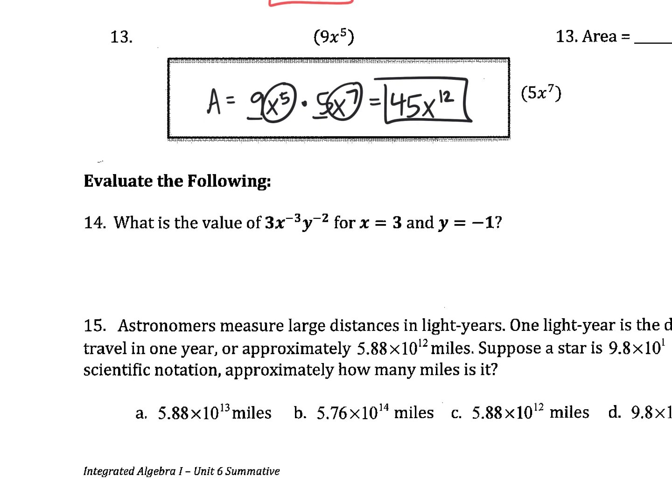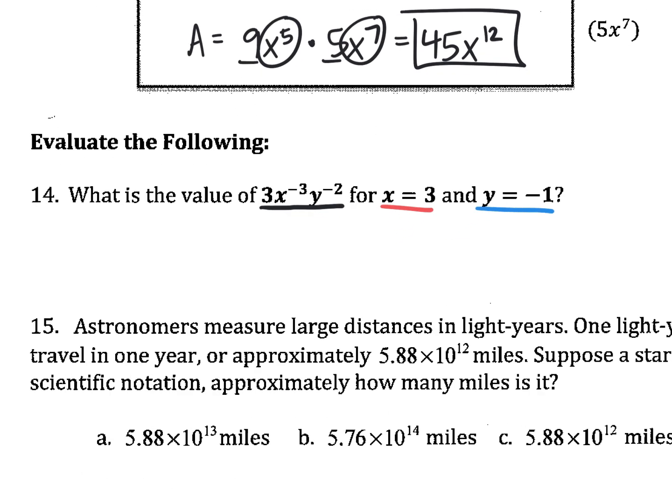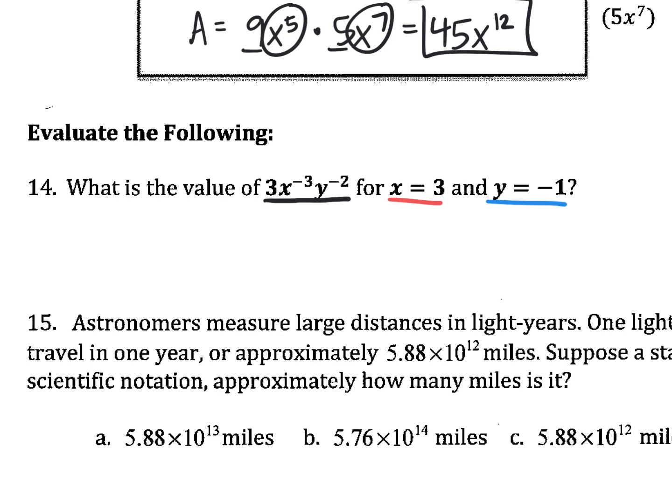Number 14, what is the value of 3x to the negative 3rd, y to the negative 2nd, for x equal to 3 and y equal to negative 1? Well, before we plug any of those values in, let's simplify this expression. So I want to get rid of the negative exponents. So both of these are going to go down below. So I'm going to have 3 divided by x to the 3rd, y to the positive 2nd, and I am getting rid of this negative 3. Should be a positive 3 there.